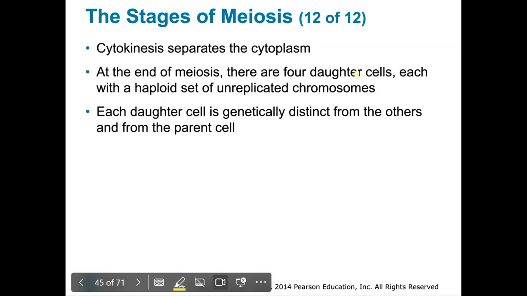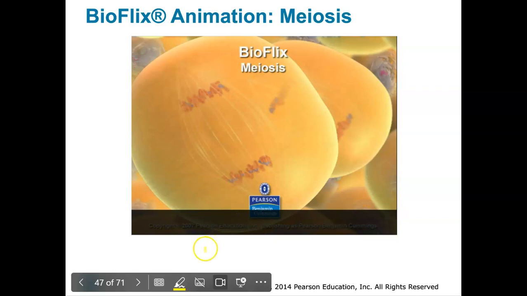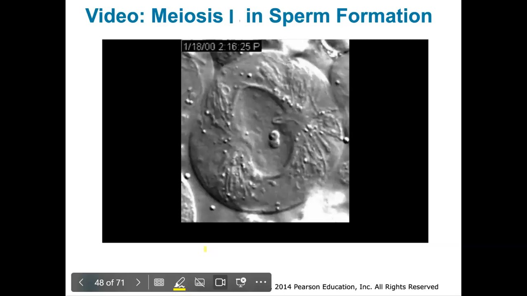All right, and again, at the end of meiosis, there are 4 daughter cells produced from one parent cell, and each daughter cell has only half of the chromosomes of the parent. So you can see that meiosis 2 looks like mitosis. The individual chromosomes line up at the middle of the cell. Then the sister chromatids separate, and then you have telophase and cytokinesis. Now there is a Bioflix animation on meiosis in slide 47, and you can watch sperm formation in slide 48.